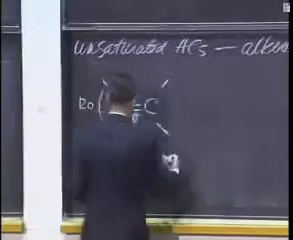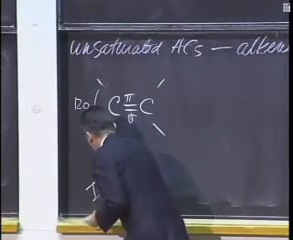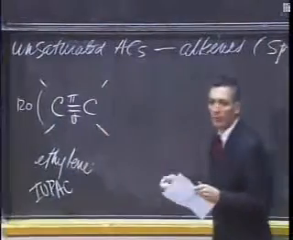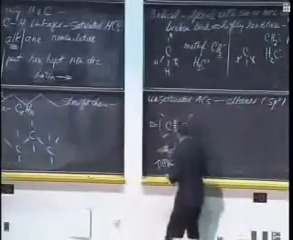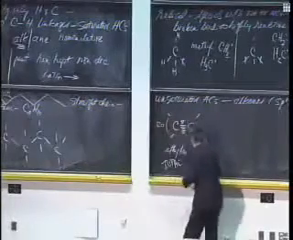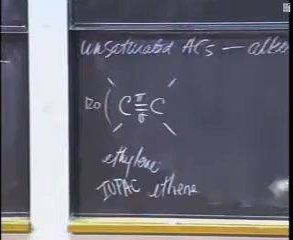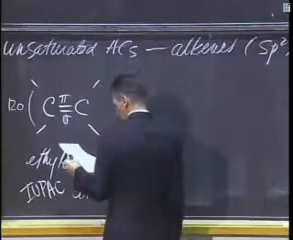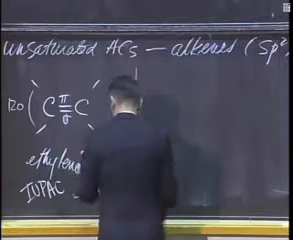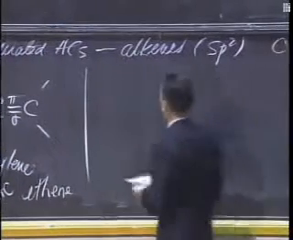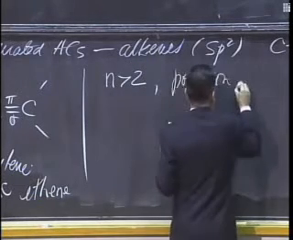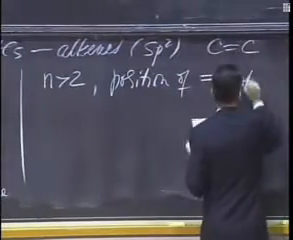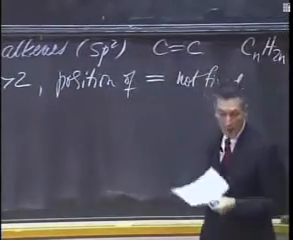Ethylene is the common name for it, but the name that's regulated by the International Union of Pure and Applied Chemistry follows this nomenclature. We take the ETH because the C number is 2, and we add ENE. So the formal name for this is ethene, not ethylene, but you can use either one. No one's going to get very agitated about it. And then for n greater than 2, the position of the double bond is not fixed. So we can show examples of that.